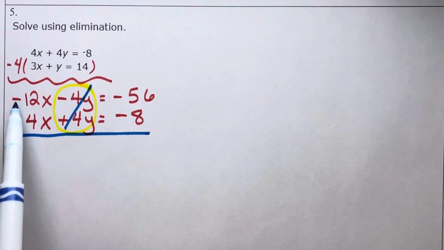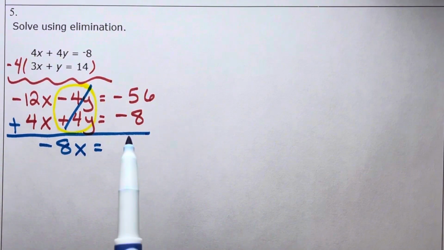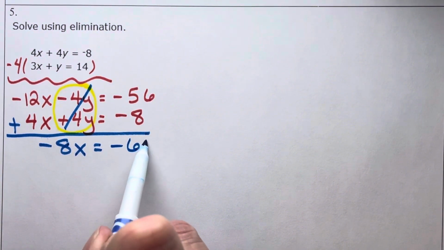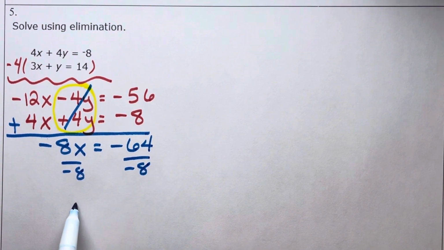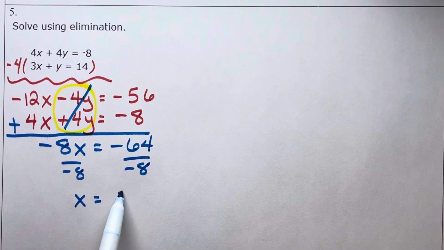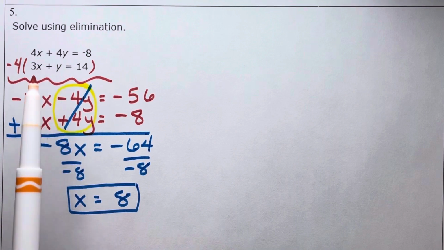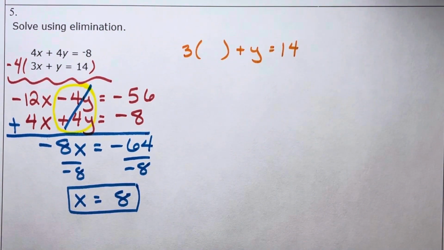And we see that negative 12x plus 4x makes negative 8x, while negative 56 minus 8 more is negative 64. Dividing by negative 8 on both sides of the river, we get x is equal to positive 8. All right, the hard work is done. Let's go finish this off. So we're going to replace an x in one of our two equations so that we can then solve for y. And I'm going to use the bottom equation.